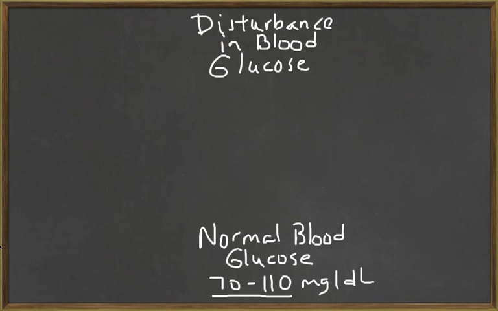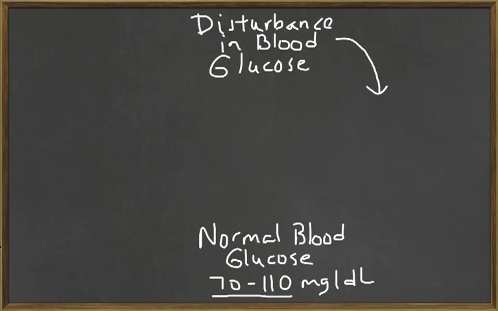So let's look at what would happen if we had some disturbance in the normal blood glucose. There are two hormones that both come from the pancreas. One is called glucagon, and that comes from the alpha cells in the pancreas, and the other one is insulin, and that comes from the beta cells in the pancreas. And they are the two that are going to help to maintain homeostasis, maintain that level of 70 to 110 milligrams per deciliter.